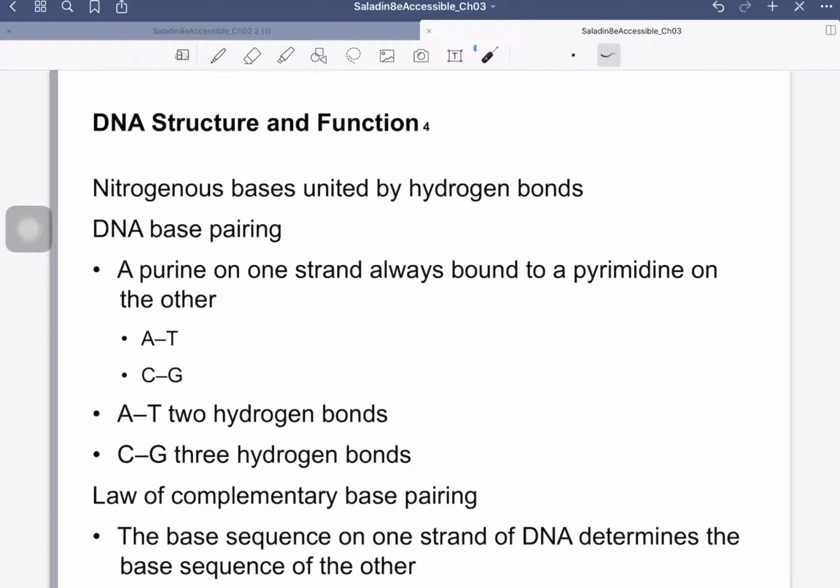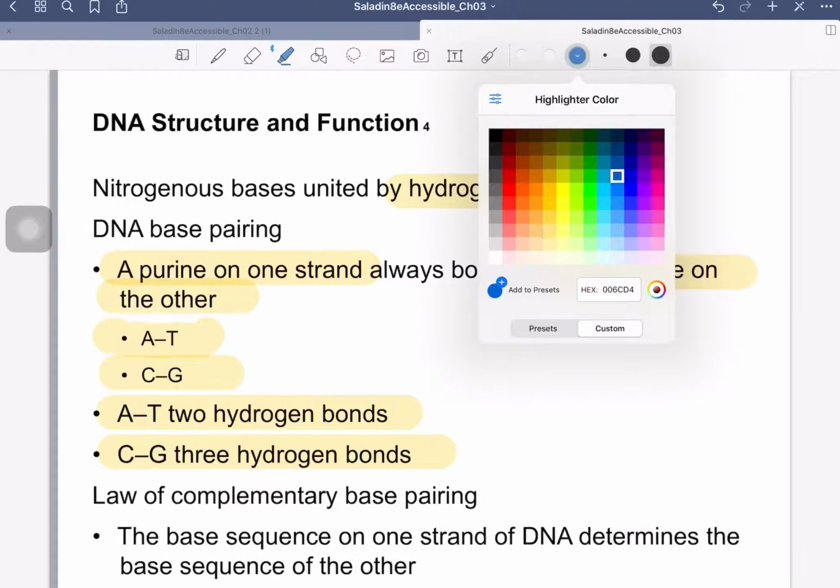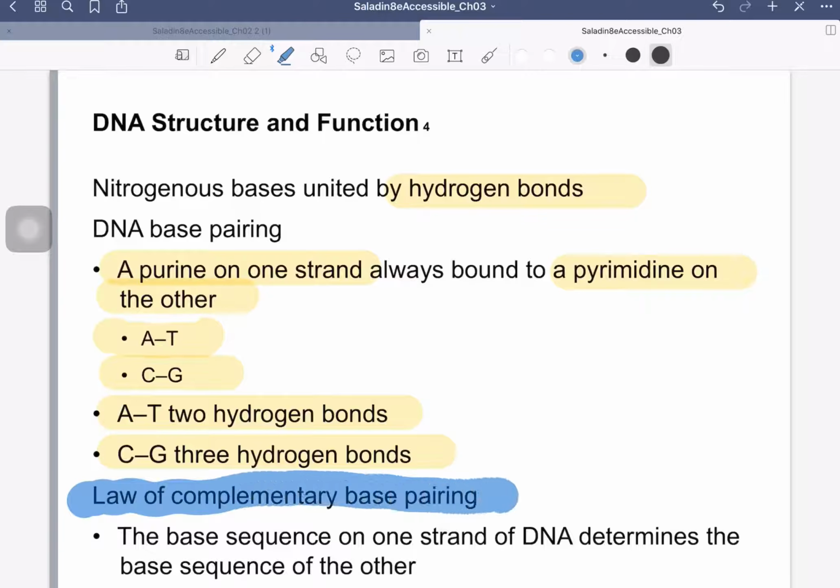Now, as I said, the nitrogenous bases are held together by hydrogen bonds. And there's always a purine on one strand, and it's always bound to a pyrimidine on the corresponding strand across the way. And as we just said, A and T always come together, and C and G. A and T are held together by two hydrogen bonds, and C and G by three hydrogen bonds. Now this whole structure, that A always bonds with T and C always bonds with G, gives us something that we call the law of complementary base pairing, which means that if I knew what the letters were on one side of the rung of the ladder, I could predict what the other side would be.